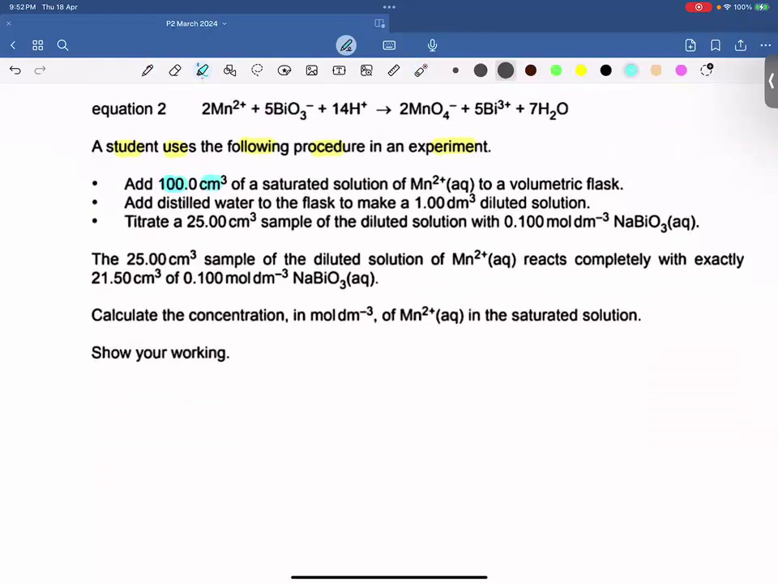Add 100 cm³ of a saturated solution of this reducing agent to a volumetric flask. Add distilled water to the flask to make 1 dm³ of diluted solution. This 1 dm³ diluted solution is basically the 1000 cm³ diluted solution. After that, I'll take out 25 cm³ from this solution.